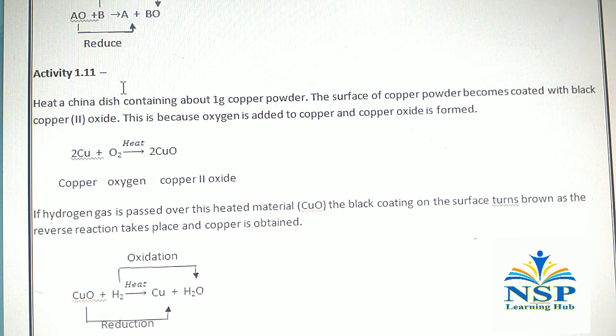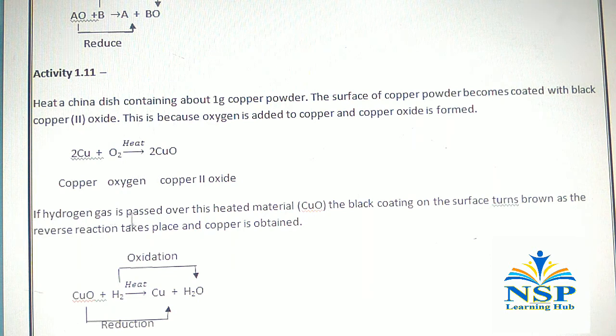Activity 1.11. Heat a china dish containing about 1 gram copper powder. The surface of copper powder becomes coated with black copper(II) oxide. This is because oxygen is added to copper and copper oxide is formed. Copper plus O2 (oxygen), after heating, gives copper(II) oxide.